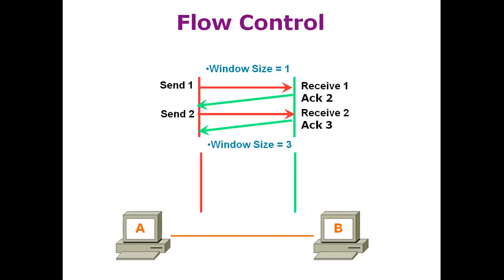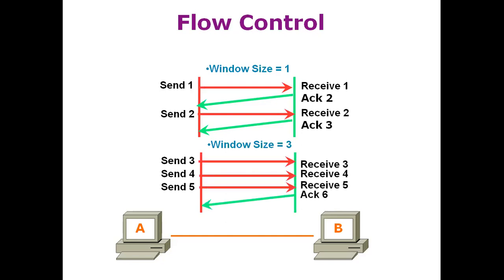But when a PC sends 3 packets at a single time, and after receiving 3 packets the receiving device sends an ACK packet, this is called window size 3.